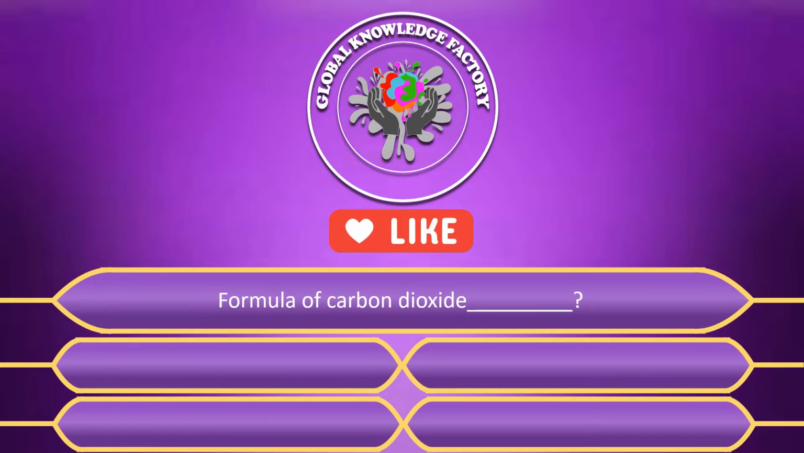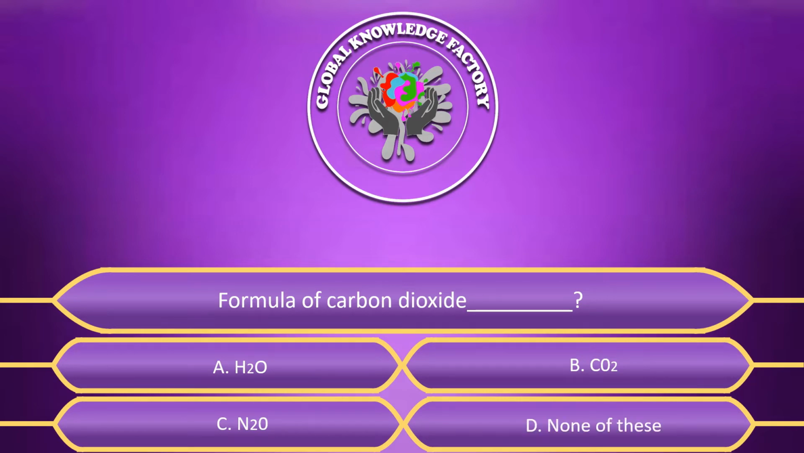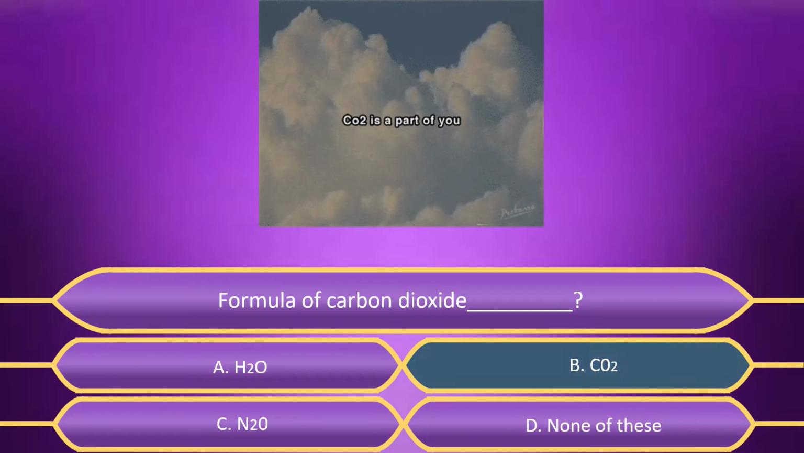Formula of carbon dioxide is: A H2O, B CO2, C N2O, D none of these. Answer is B CO2.